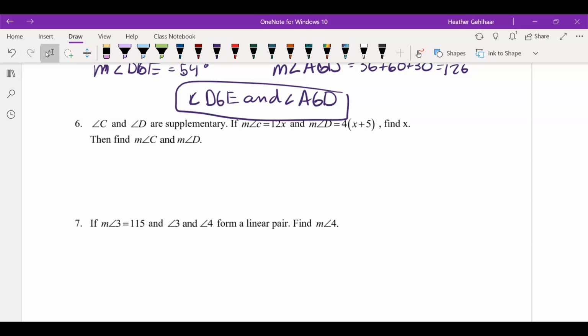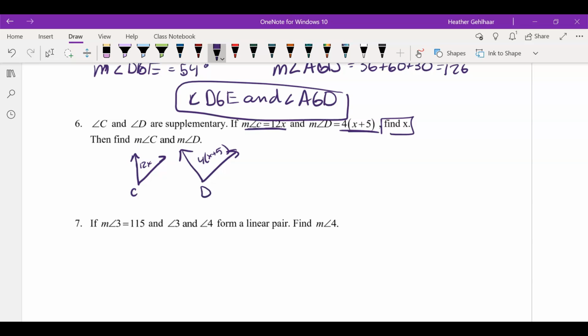So it says angle C and angle D are supplementary. The measure of angle C equals 12x, and the measure of angle D equals this. Find x. So we see here that they have two different vertices just because it says angle C, angle D. I'm actually going to draw it. So this is angle C is 12x, and angle D is 4 times x plus 5.